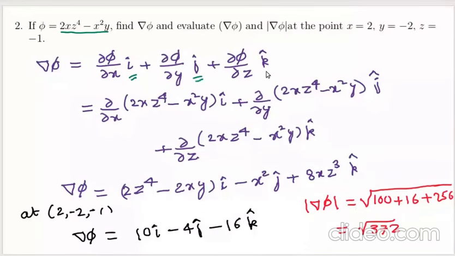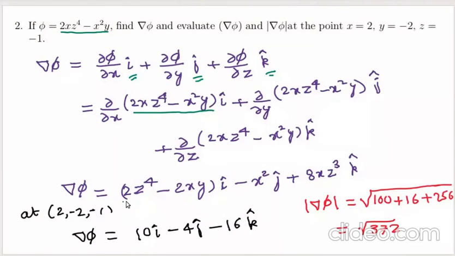If you are differentiating with respect to x, as this is a partial differentiation, the other variables z and y will be taken as constant. So in this case, this z to the power 4 and this y term are constant. If you differentiate it, you will get 2z to the power 4, because the differentiation of x is 1 only, and this term will give you minus 2xy. So this is the first part.